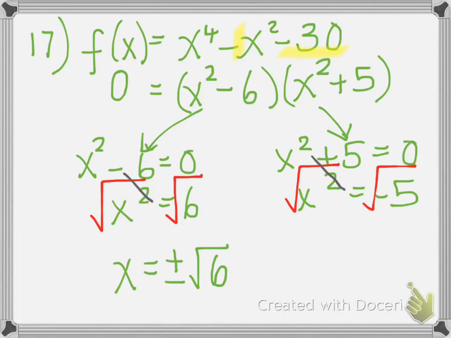That gives us 2 x-intercepts right there. And right here, I have x equals plus or minus the square root of negative 5. Well, that's not a real number. Since that's not a real number, I'm not going to pay any attention to it right now. And I'm only going to pay attention to my real intercepts. Does that make sense? I hope it does.